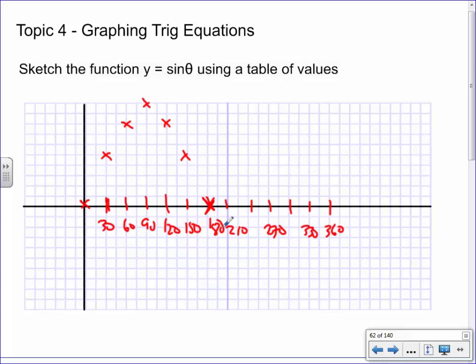What happens to the second half of this graph here? Yeah, it's actually symmetrical, only in the negatives now. Because then 210 was negative 0.5, then negative 0.866, then negative 1, then it goes back to negative 0.866 again. Back to negative 0.5, back to 0. And it makes this wave pattern.